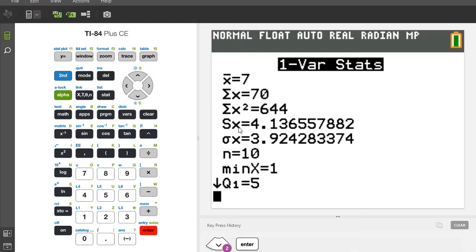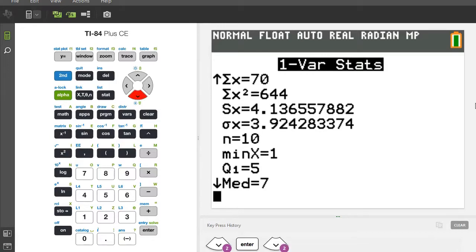S sub X is the sample standard deviation. So that's when we divide it by 9 instead of dividing it by 10. So we got 4.136, 4.137. Sigma sub X is if these data points were the only 10 people in the population, then the standard deviation would be 3.924. But since we have a sample of people that are hitting home runs, we do n minus 1 in the denominator. N is 10, that's the number of observations.